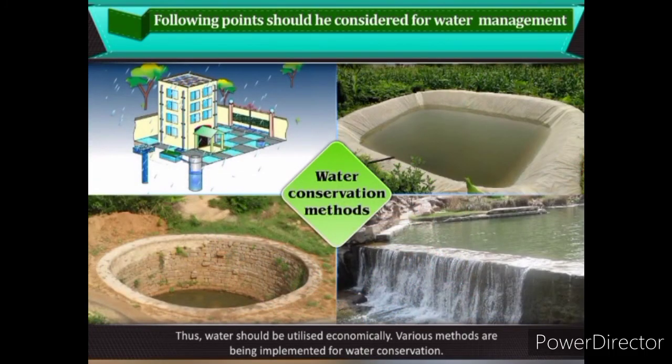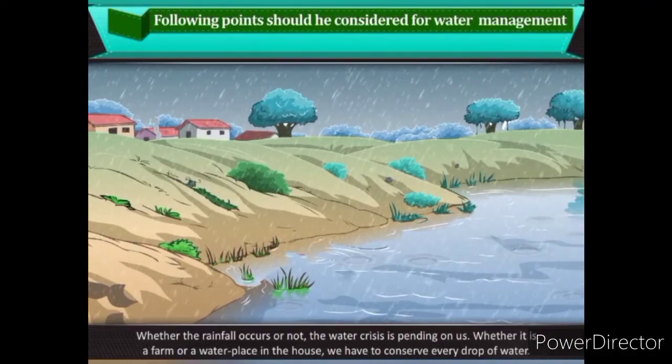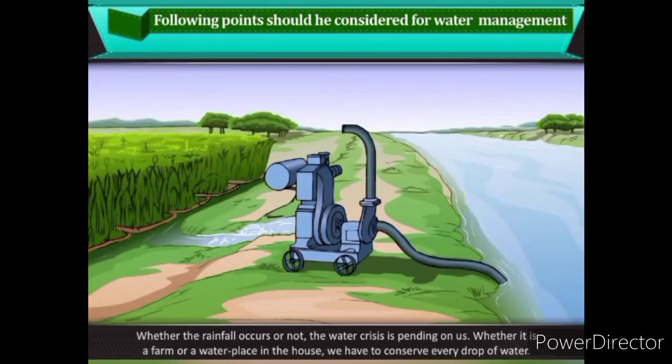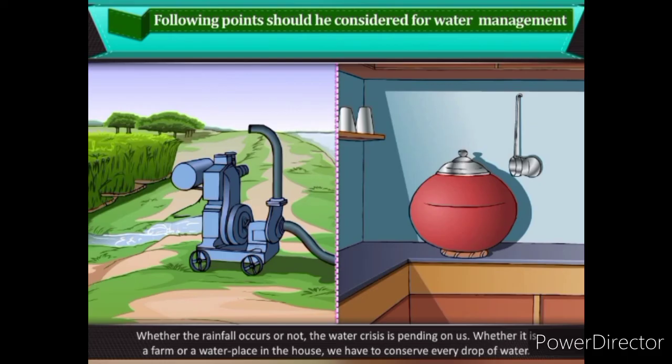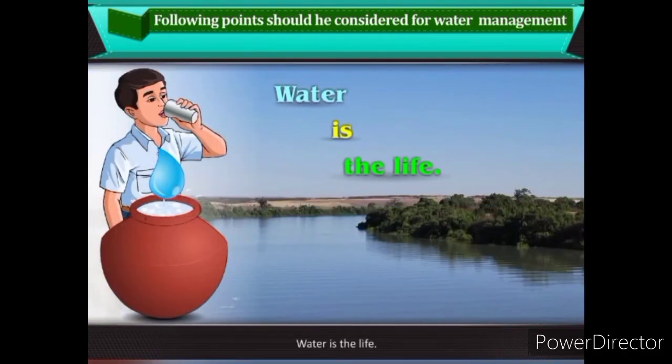Various methods are being implemented for water conservation. Whether the rainfall occurs or not, the water crisis is pending on us. Whether it is a farm or a water place in the house, we have to conserve every drop of water. Water is life.